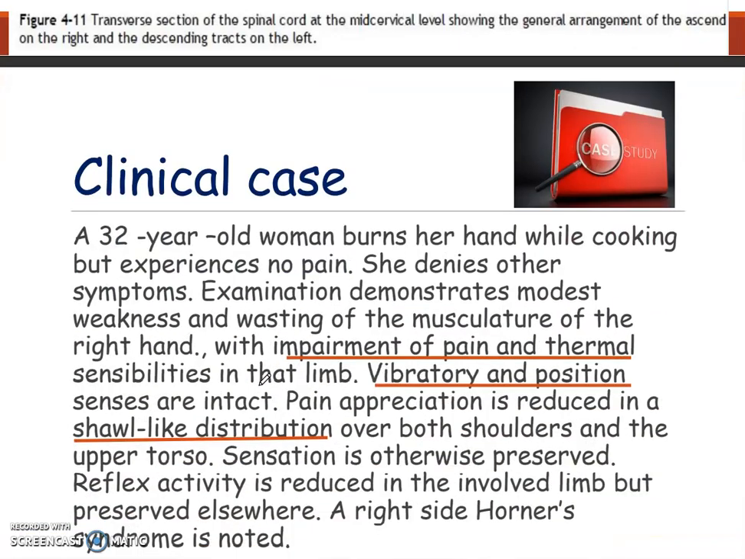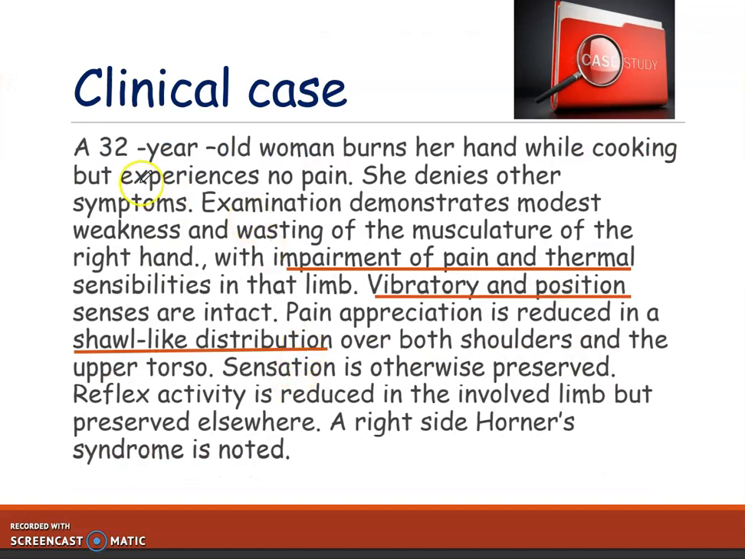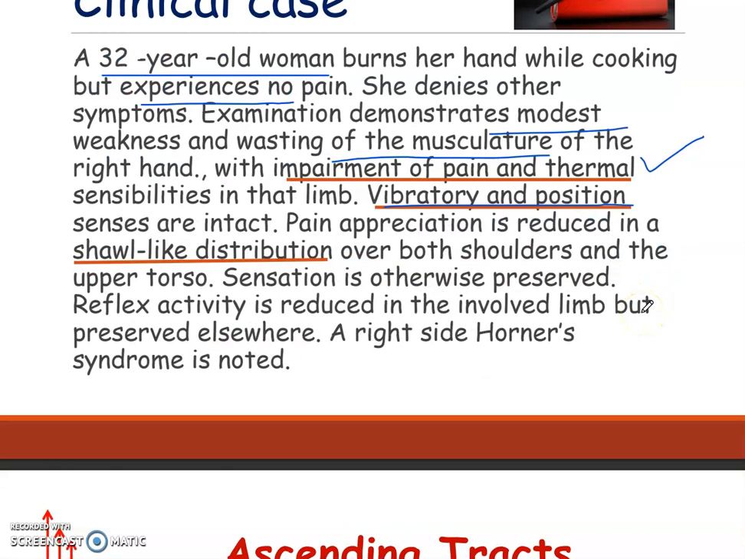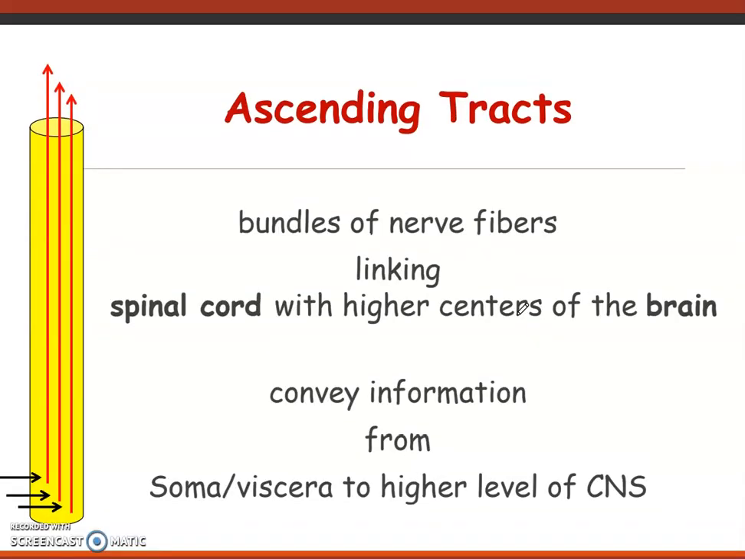So we are gonna do a clinical case. A 32-year-old woman burns her hand while cooking but experiences no pain, and she has modest weakness and wasting of the musculature with impairment of pain and thermal sensibilities, and vibratory and position senses are intact. So, which tracts carry the impairment of pain and thermal sensibilities? We are gonna learn that, and there are different tracts for different sensations, and in a shawl-like distribution, and we don't need to concern ourselves with much detail.